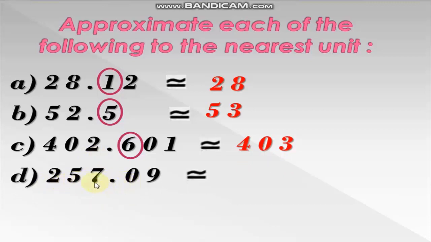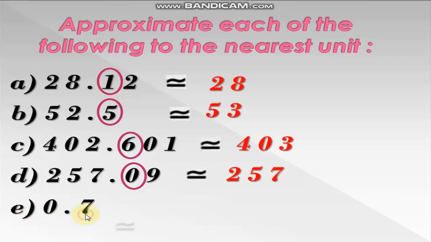Letter D, 257.09. The unit here is number 7 and the tenth is 0. We will cancel it and keep the whole number as it is. It became 257. Letter E, 0.7. The unit here is number 0 and the tenth is number 7. 7 is greater than 5, so we'll cancel it and add 1 to the units. 0 became number 1.